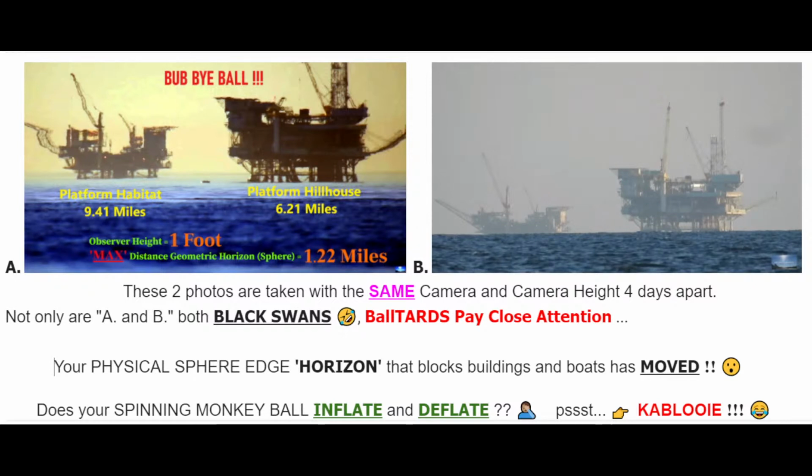So these two photos, I just put them together. These two photos are taken with the same camera and camera height four days apart. Not only are A and B both Black Swans, but Baltards, pay close attention. Your physical sphere-edge horizon, like Betty was talking about, that blocks boats and buildings has moved. So you've got a geometric distance out there of something that's constantly moving. That's a non sequitur, right on its face. And number two, does your spinning monkey ball inflate and deflate? Because that's what it would have to do. I'm speaking to the geometry of it.